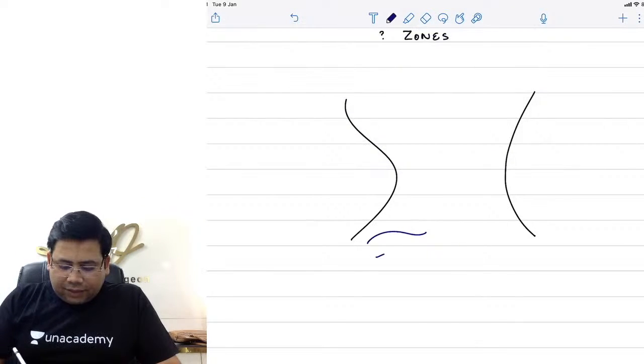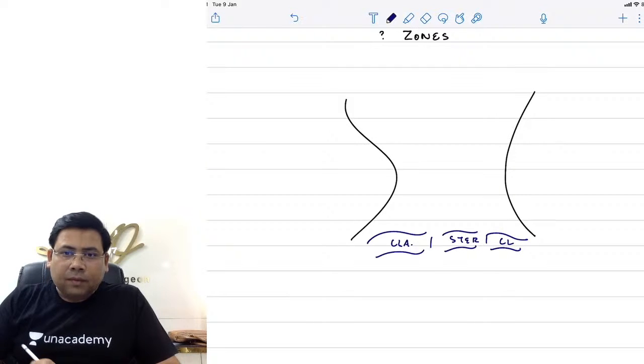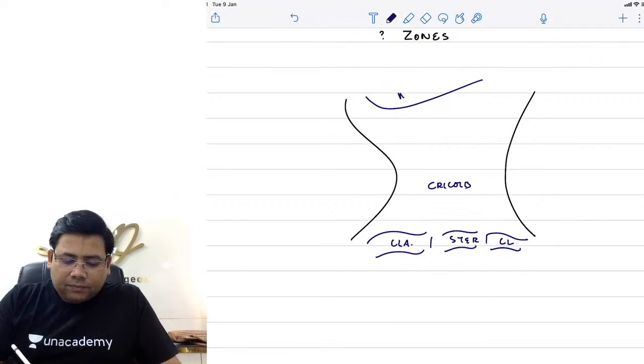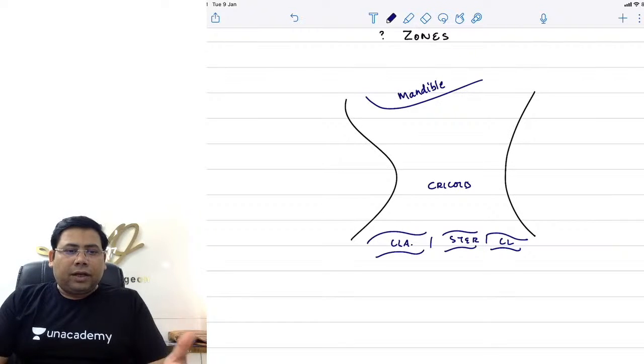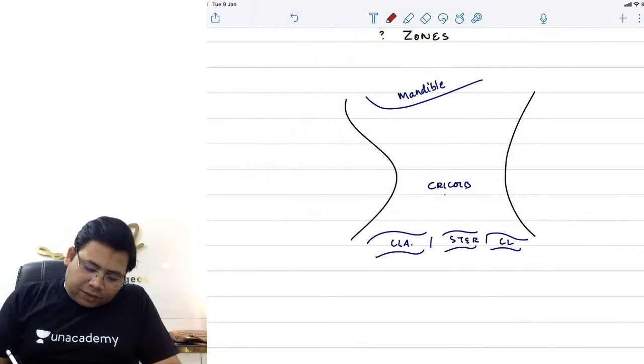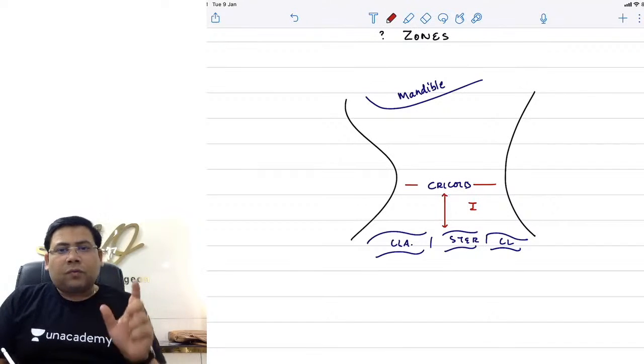So students, this is the clavicle, then we have the sternum, and then the clavicle. Then we have the cricoid, and we also have the mandible. So we have sternum, cricoid, and mandible. From the level of sternum up to the level of cricoid, we have a zone which is known as zone 1.